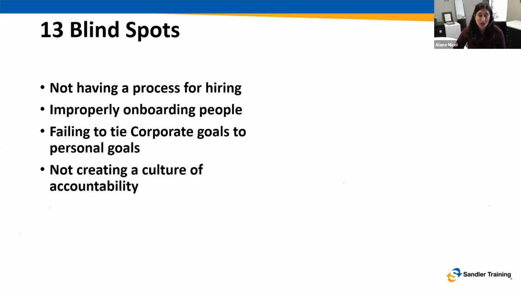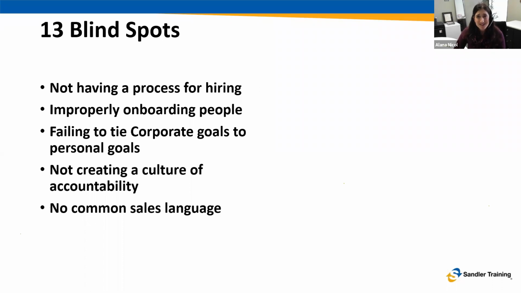Not creating a culture of accountability. This is huge. And what I found is almost every leader I talk to wants to do this thing called accountability, but isn't really sure how, and it is lacking in the majority of the organizations that we work with before we start working with them. So this is another one that we are going to dive into deeper as we go.